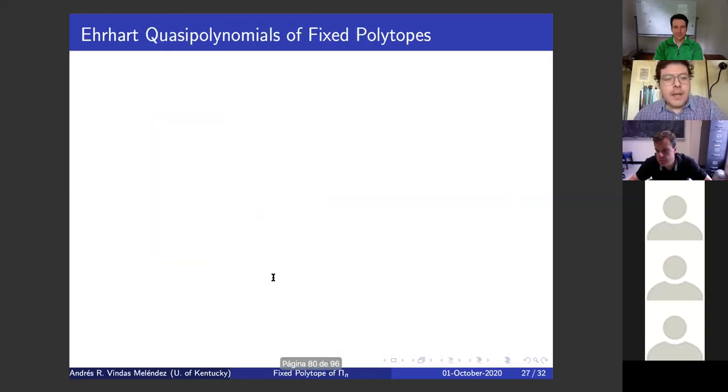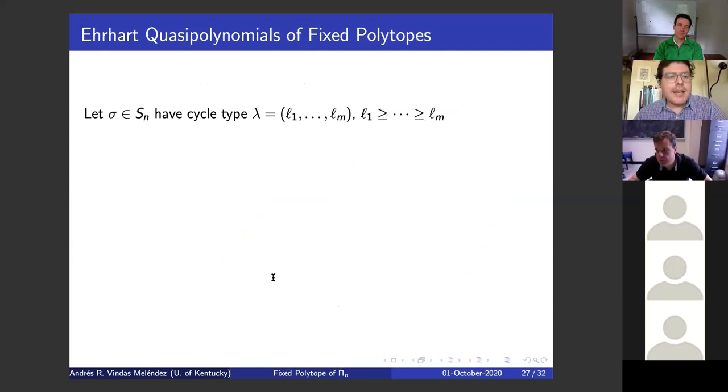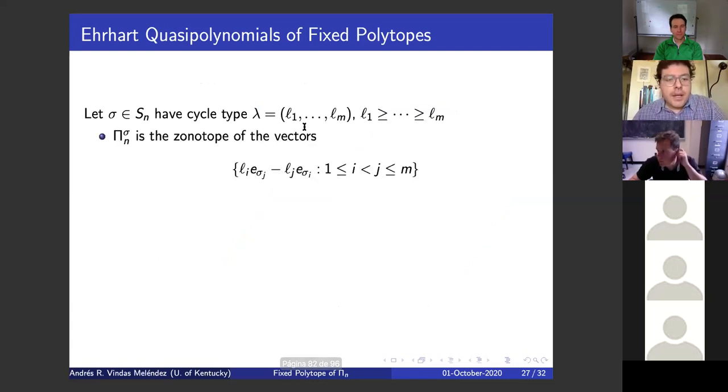Right? And so, again, we're going to let sigma be an element of the symmetric group, and we're going to let it have cycle type lambda, where lambda is the lengths of the parts if we write it as the cycle decomposition. And so it turns out that the fixed polytope is the zonotope of these particular vectors, okay?